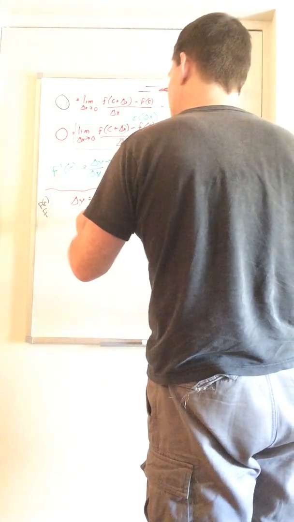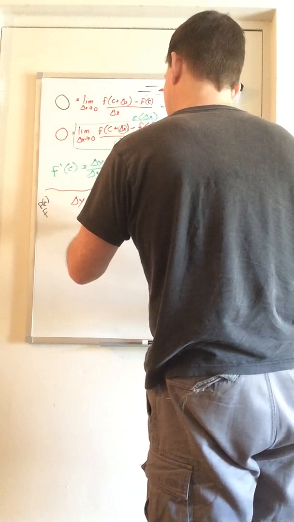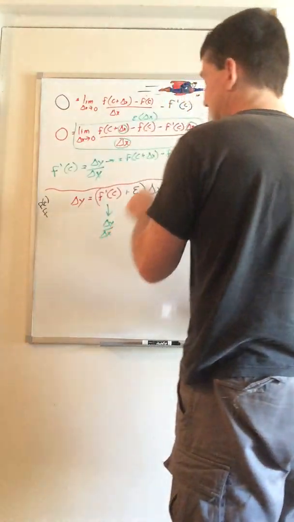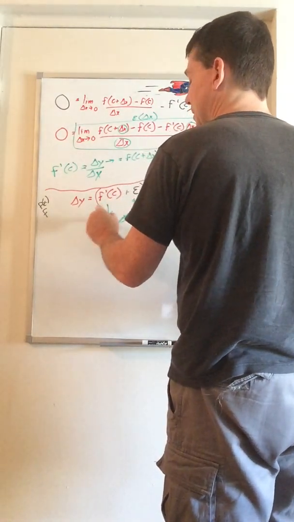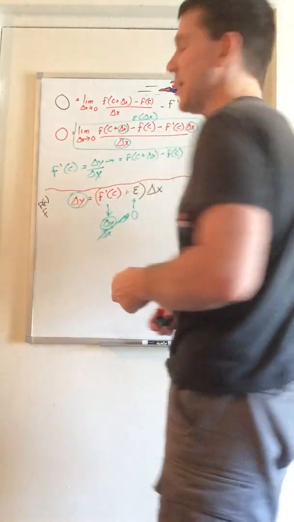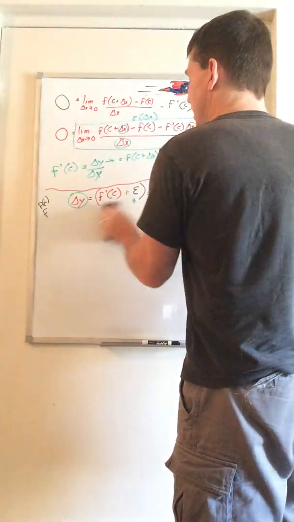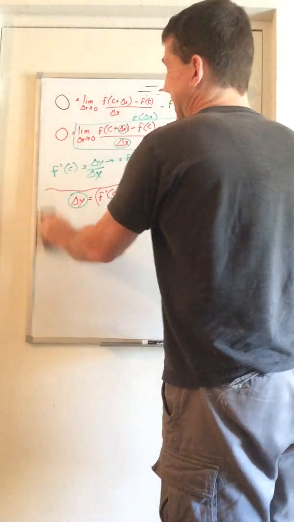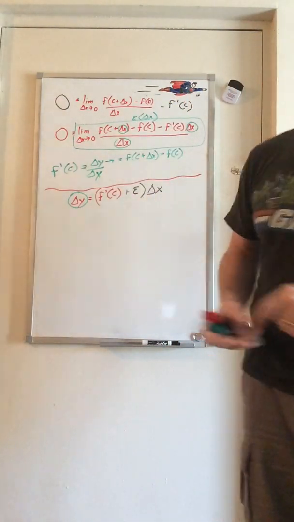F prime of c, by definition, is that up there. It's delta y over delta x. If I then multiply that by delta x, those cancel, and I'm left with delta y right here. So that's all that's really saying. It's not really explained clearly in your book, but that's all this is really saying right here.